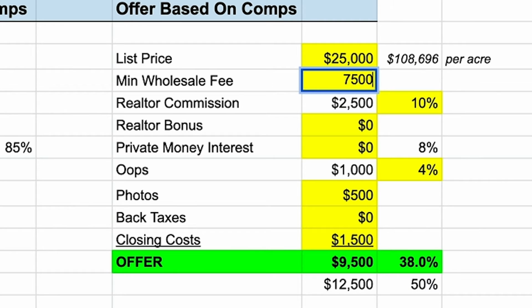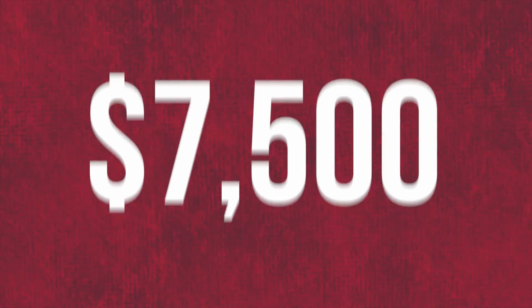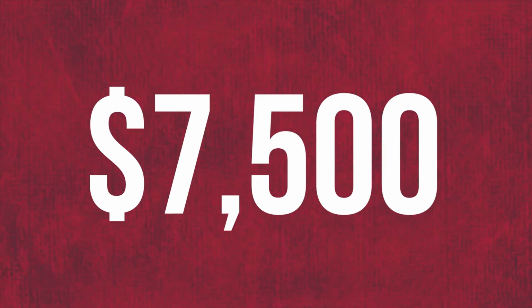I want to make at least a $7,500 wholesale fee. I'll pay a realtor, let's pay 8% commissions, $2,000. And I have a 4% oops factor. I'm going to pay a photographer maybe $500. I'm going to have $1,500 in closing costs. That's my offer right there. I'm going to offer $12,500 on this deal, because then I have it under contract for $12,500 after closing costs, after photography, after realtor commissions. I'm going to make $7,500 on this deal. It's as simple as that.